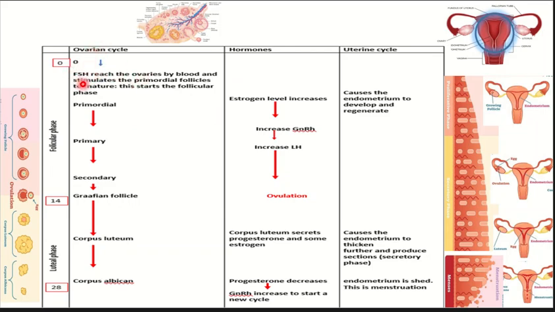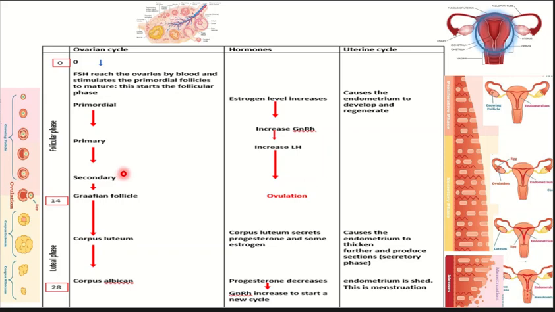The ovarian cycle starts when FSH reaches the ovaries by blood and stimulates the primordial follicle to mature. This starts the follicular phase. Now, the follicular phase, as we know, is the change of the primordial follicle to primary follicle, secondary follicle, and Graafian follicle. And as you see here in the diagram, you can see how the primordial follicle is changing to primary, secondary, and Graafian follicle.